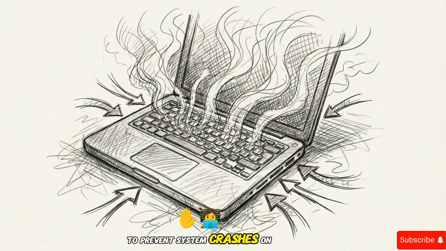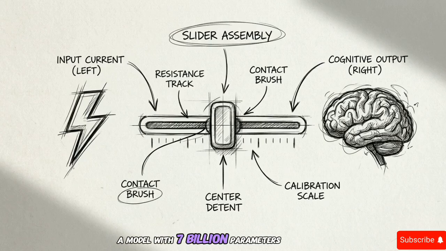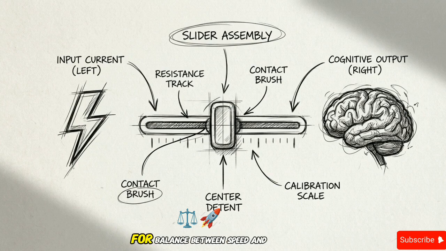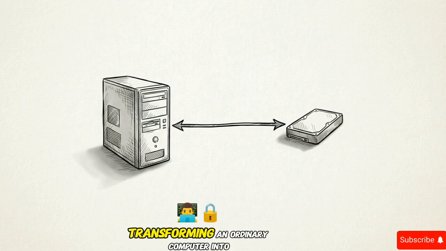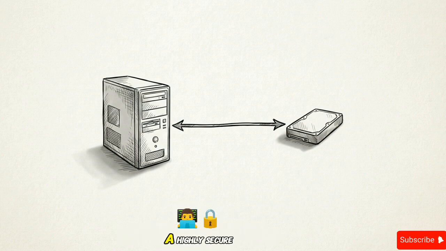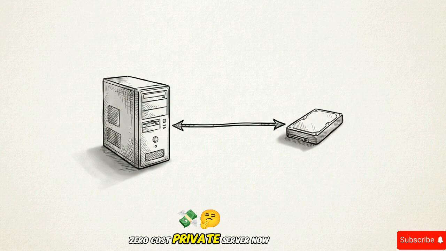To prevent system crashes on a standard laptop, ensure you select smaller, optimized models. A model with 7 billion parameters is generally the sweet spot for balance between speed and reasoning. By running these models yourself, you establish data sovereignty, transforming an ordinary computer into a highly secure, zero-cost private server.